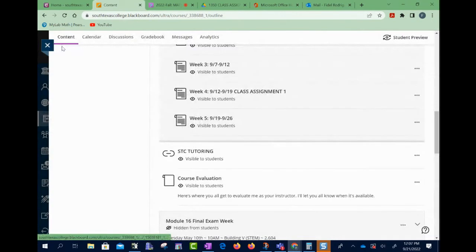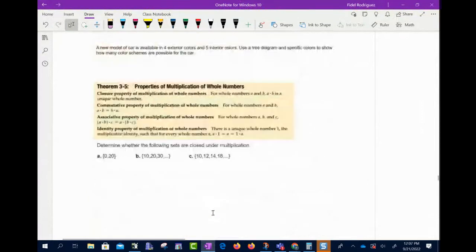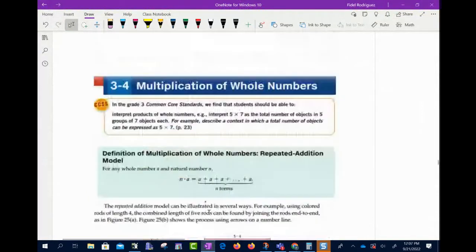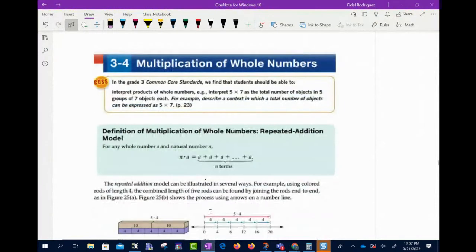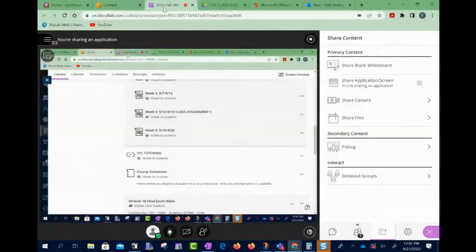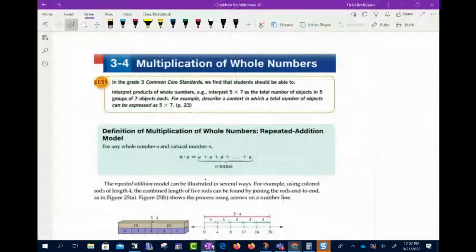All righty, so let's see. Week 5, we're going to start by scrolling back up to the very top where we are with 3.4. Let me just make sure that my mic is working for the recording. Okay, we're good. So for 3.4, we're going to talk about multiplication of whole numbers.